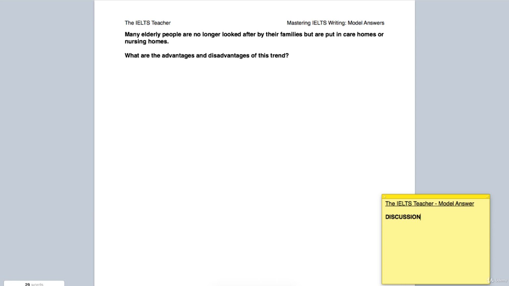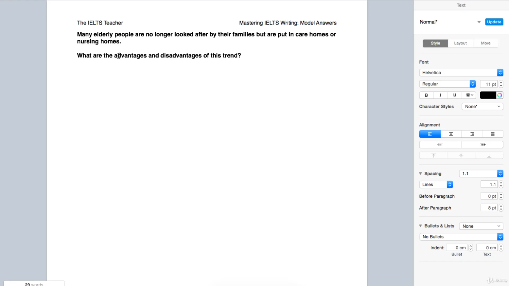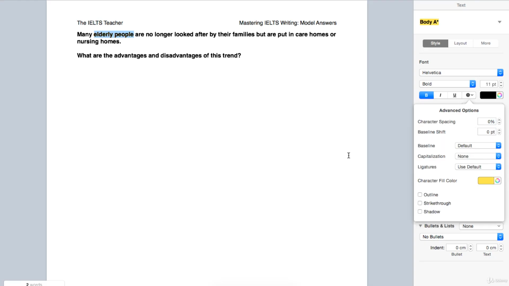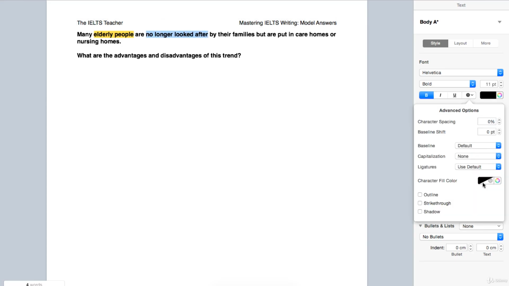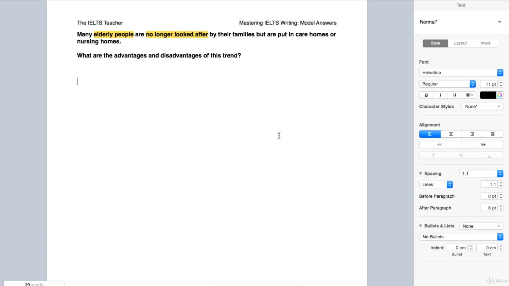So we have a discussion essay here, and now we have to think about the keywords. So what are the keywords here? Well, I would argue that elderly people, this is the main topic here really, we're looking at elderly people. Elderly people are no longer looked after. So "no longer" basically means "not anymore", but we wouldn't say "not anymore looked after". The structure would sound strange, but we can say "no longer". Nice bit of vocabulary in the task there. No longer looked after by their families.